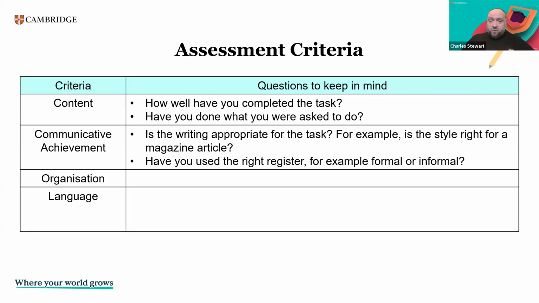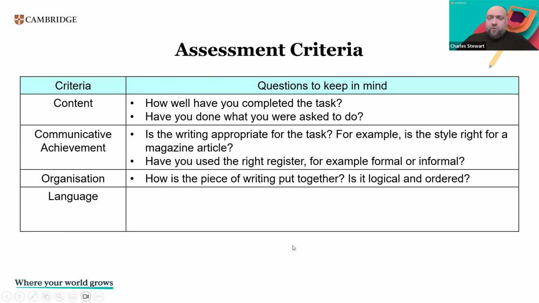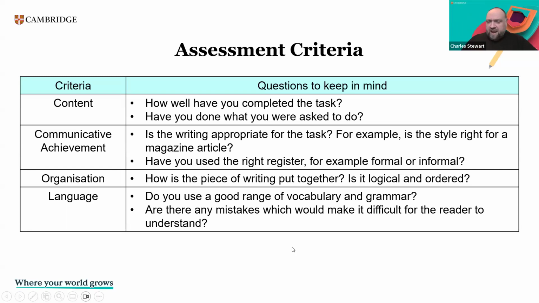Make sure that you keep the right register, especially at the C2 level. You should be able to keep the right register maintained throughout the entire piece of writing. Thirdly, organization. Here they look at how the writing is put together. Is it logical? Did you use linking phrases? Is the essay fluid? Does it flow nicely? Is it logical? And then finally, with language, they look at range of language for both vocabulary and for grammar.